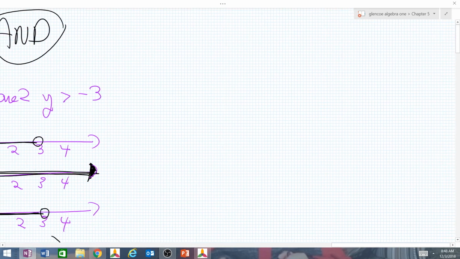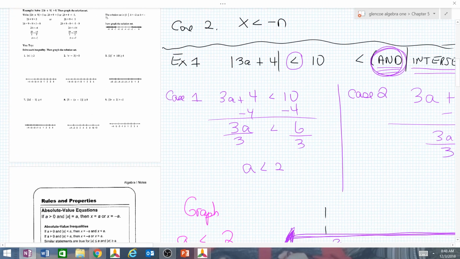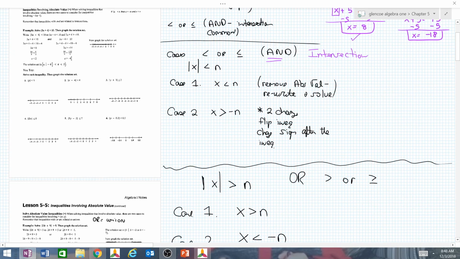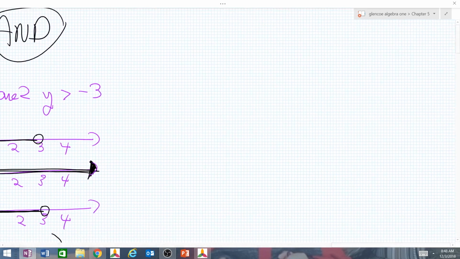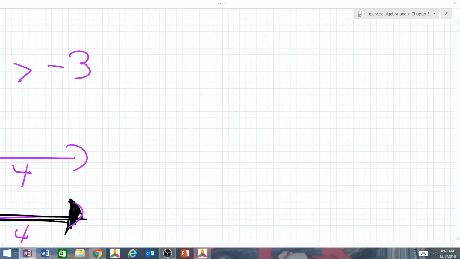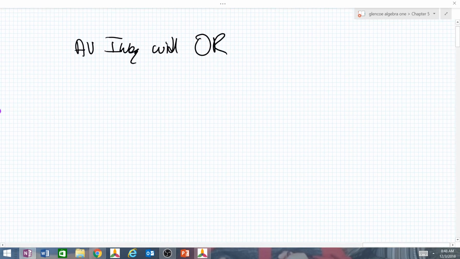The second part of our lesson is absolute value inequalities with the word "or". I'm just going to do it up here. I think it's easier. Sorry, guys that are listening or watching. Okay, here we go. So, inequalities involving "or", absolute value inequalities with "or". So here we go.